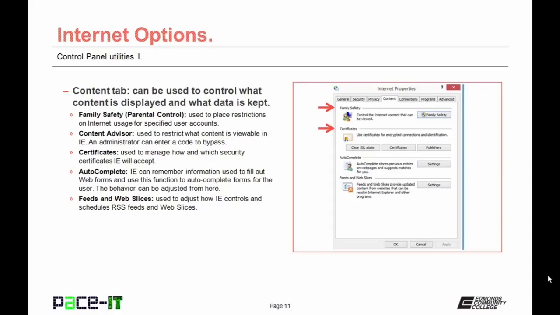The Certificates section is used to manage how and which security certificates Internet Explorer will accept. Internet Explorer can remember information used to fill out web forms and uses the autocomplete function to autocomplete forms for the user. The behavior for this can be adjusted from here. The Feeds and Web Slices section is used to adjust how Internet Explorer controls and schedules RSS and web slices.